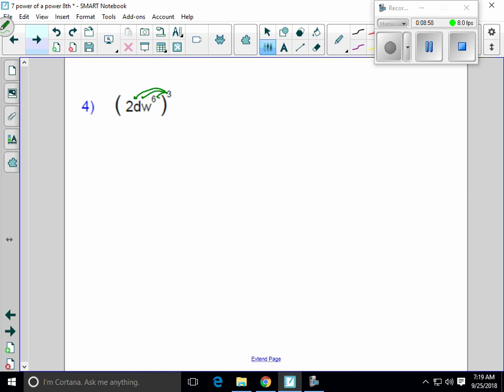Raising everything in that parentheses to the 3rd power. So the 2 is going to be raised to the 3rd power. The d was to the 1st, but now 1 times 3 is 3, so the d is to the 3rd. And for the w, 6 times 3 is 18. Okay, simplify the number a little bit more. 2 times 2 times 2 is 8.